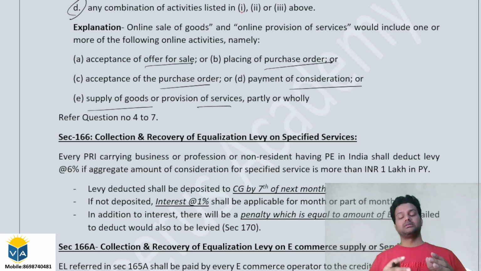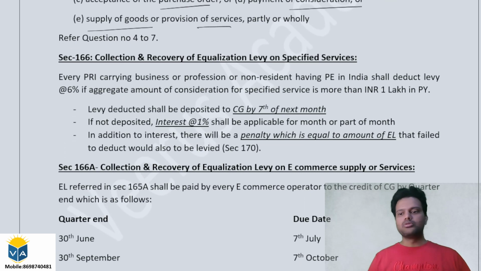What is important from the examination point of view, section 165A is more important. Section 165 is very, very important, whatever points that I have covered there. Now we are moving on to the procedural parts.